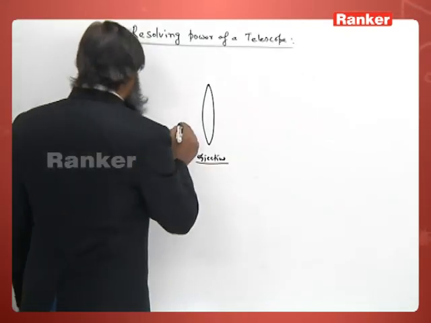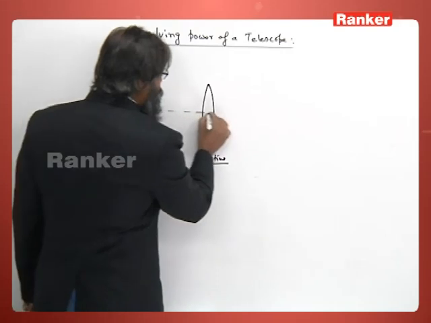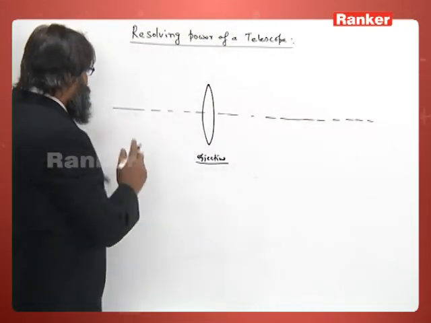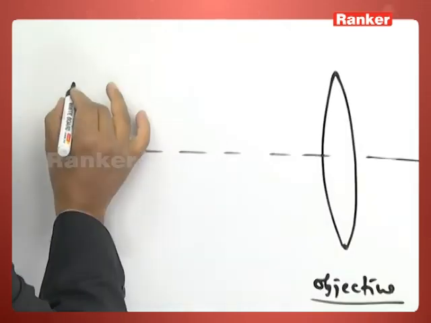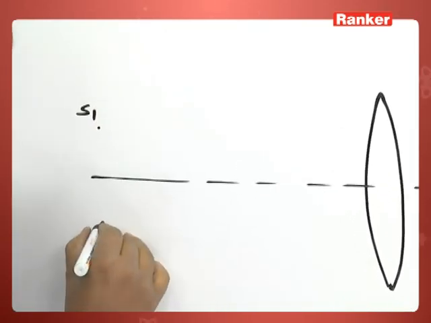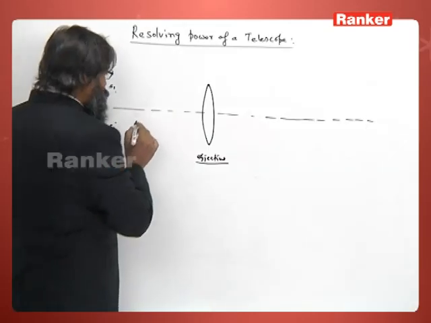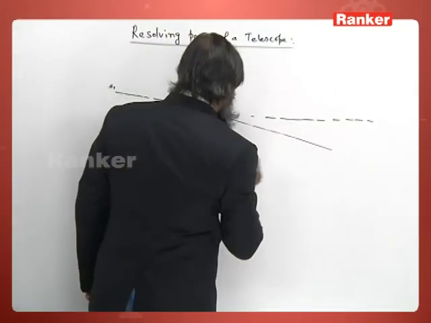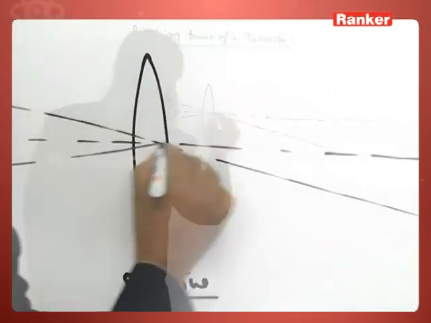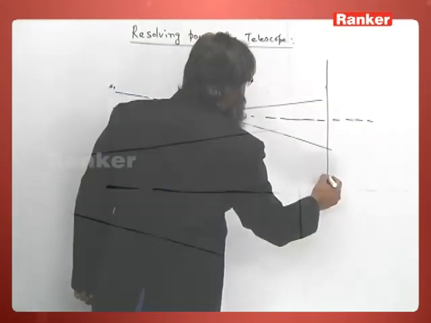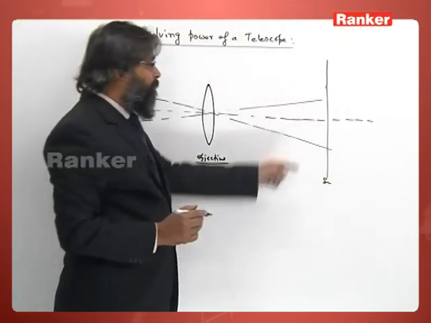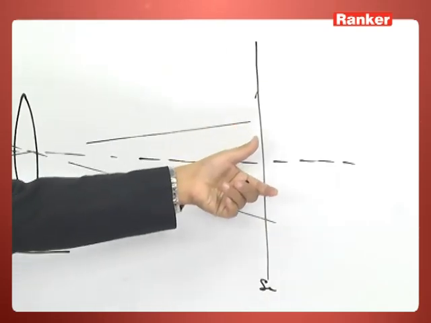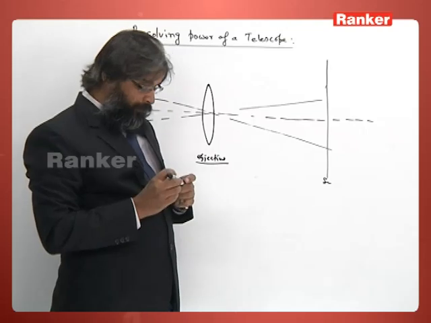This is the objective lens, and there are two distant stars, one star is S1 and one star is S2. So this is S1 and this is S2. Here is the screen, where our eyes may be placed, or the eyepiece is placed.